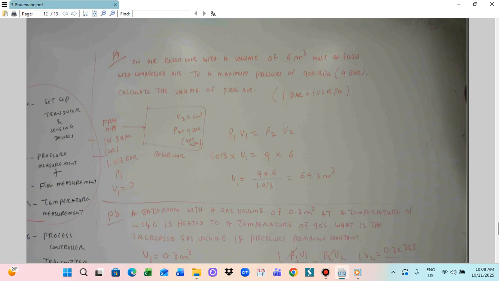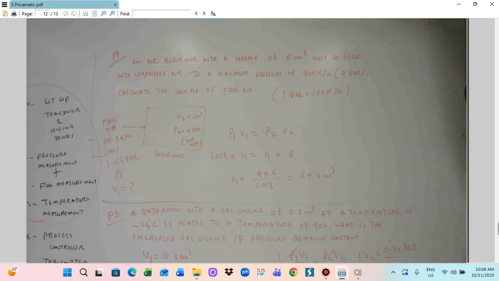Pascal unit is a normal unit. We use the SI unit, the pascal. But in the industrial system, we use a higher unit, the bar system. Pascal is very small. So 1 bar is 100 kilopascal. So we can utilize that. An air reservoir with the volume of 6 meter cube must be filled with compressed air to the maximum pressure of 900 kilopascal.